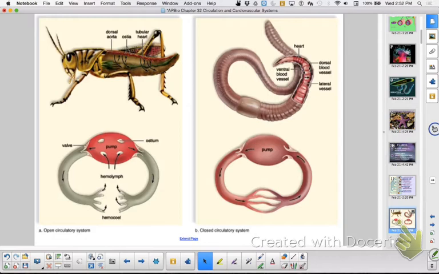Part of the time in a vessel and part of the time, it's in your body cavities.